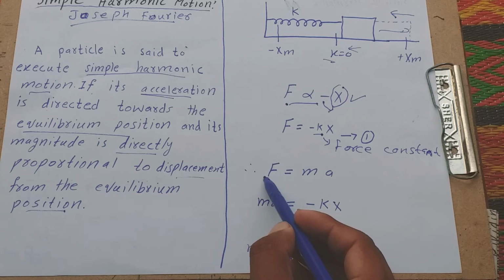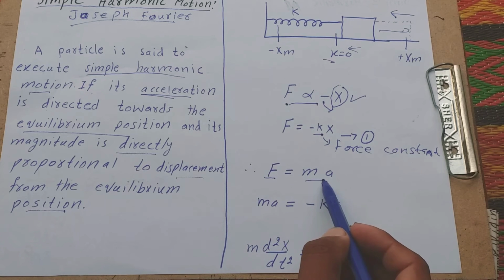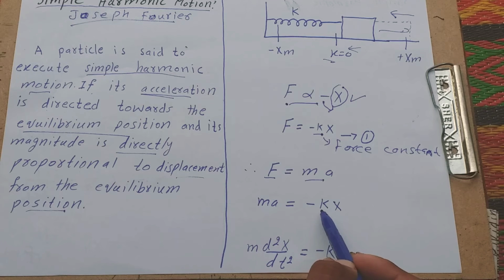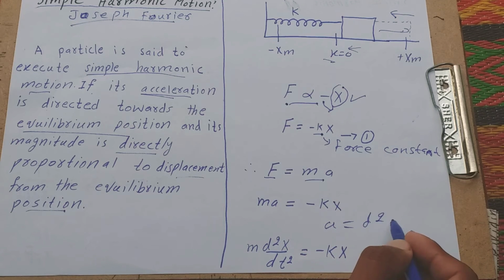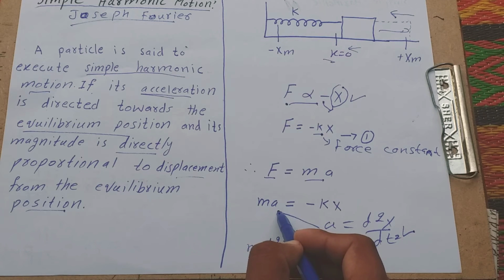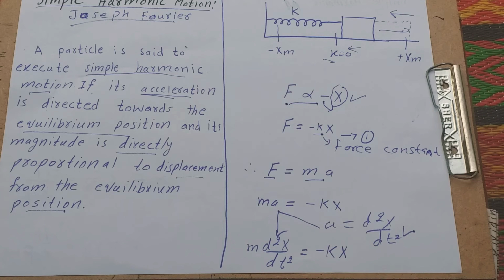Now we find the equation of simple harmonic motion. First, F is equal to m a, Newton's second law. So m a is equal to minus k x, and a is equal to d squared x over dt squared. This is the acceleration. We use this value here and put it there. Okay, understand?